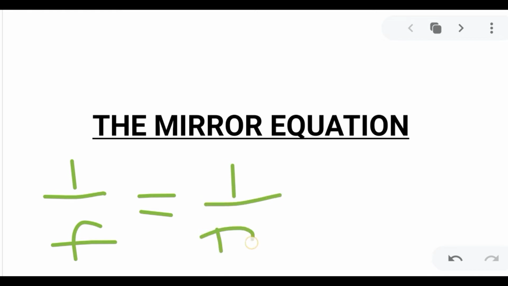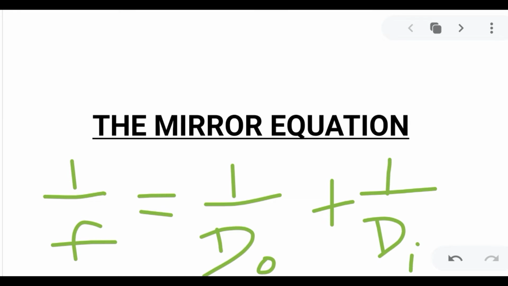From our previous reporters, we have known that the mirror equation can be expressed mathematically as 1 over f, or 1 over the focal length, is equivalent to 1 over the distance of the object, plus 1 over the distance of the image. Those letters are in subscript form, alright?